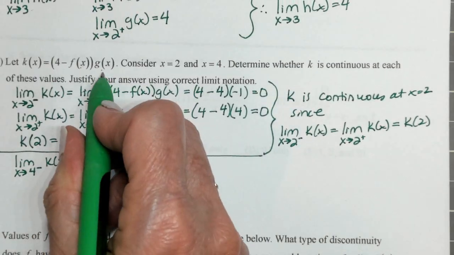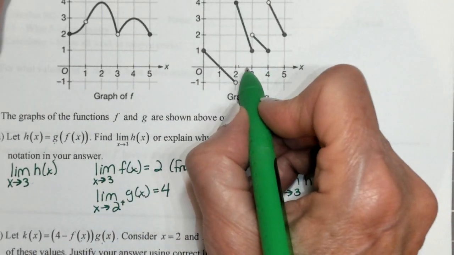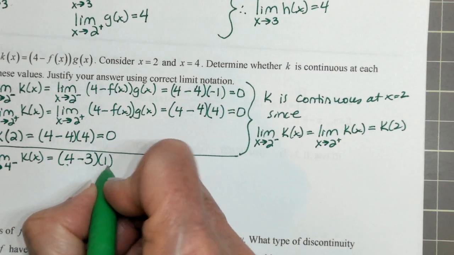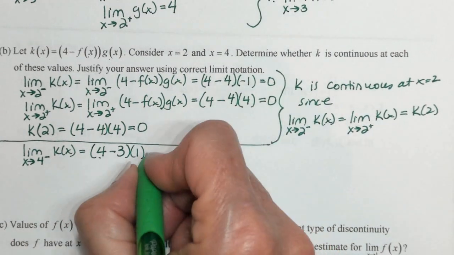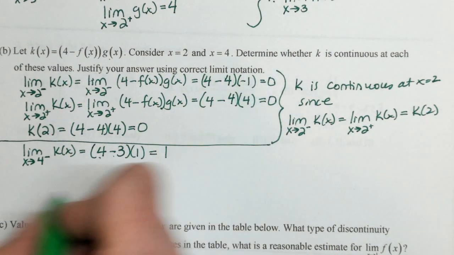And now we go to g of x. What's 4 from the left of g? 4 from the left of g is 1. So this is going to be 1 times 1, or 1.